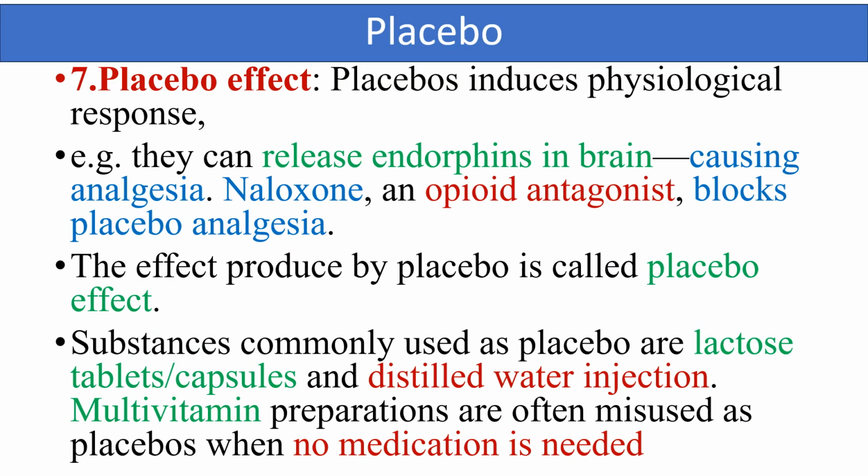Placebo effect. Placebos induce physiological responses. They can release endorphins in the brain, causing an analgesic effect. Naloxone is an opioid antagonist and blocks the placebo analgesic effect. The effect produced by a placebo is called the placebo effect, and substances commonly used as placebo are lactose tablets and capsules, distilled water and injections. Multivitamin preparations are often misused as placebo when no medicine is indicated.